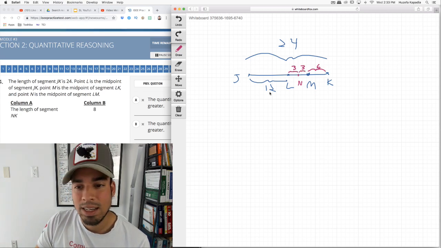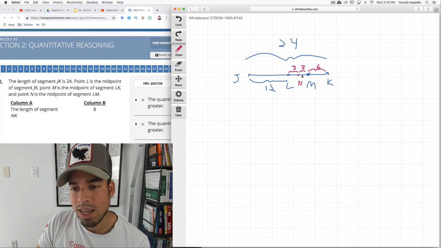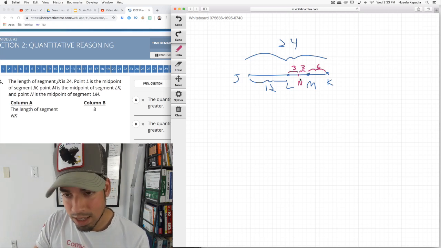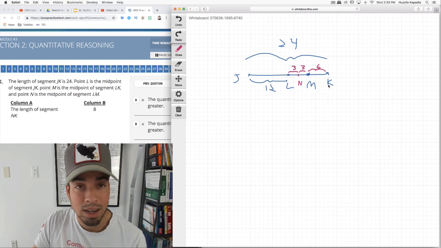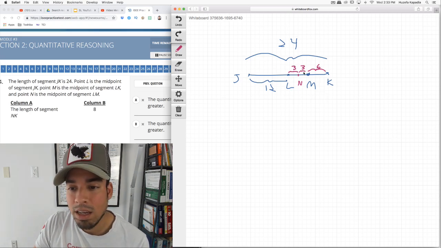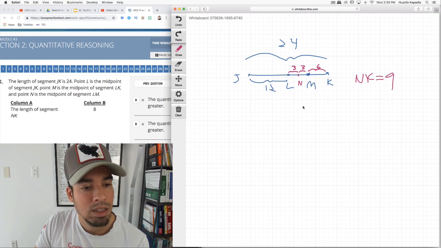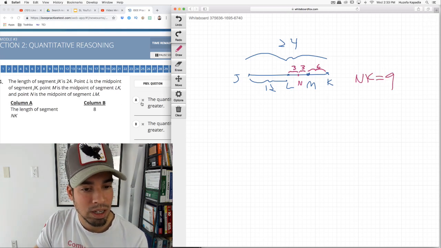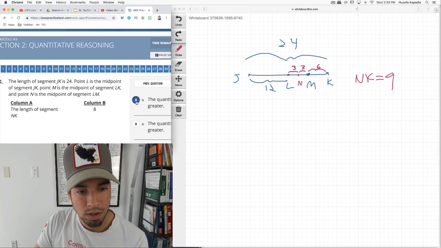The length of segment NK, so we're going from N to K. Look how when the numbers are all nicely laid out like this, I'm just putting in what they said. I didn't know what was going to ask. NK, we've got this distance here of 3, this distance here of 6. NK equals 9 and 8. 9 is clearly bigger than 8, so A is our winner.